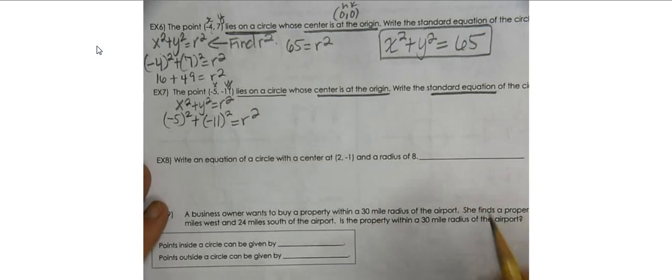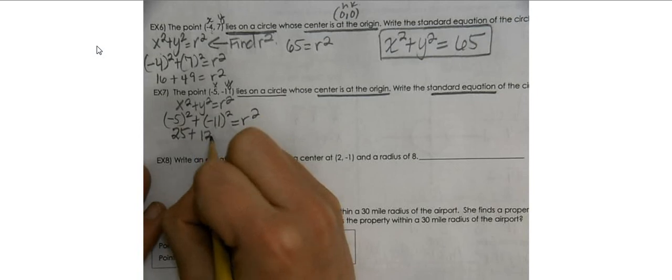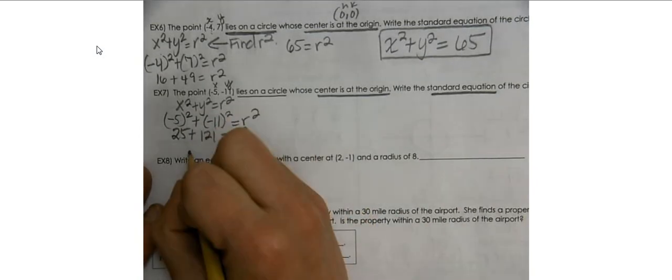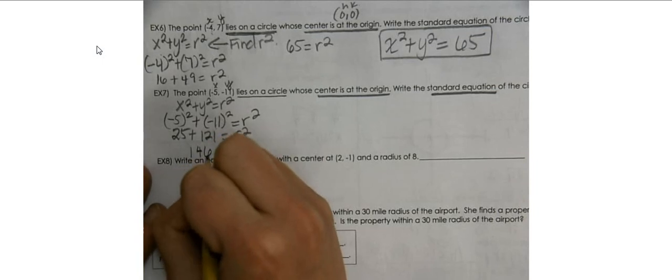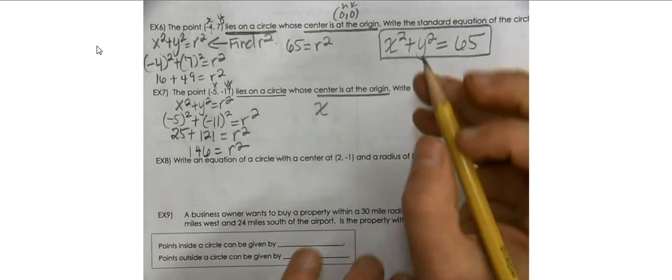-5 squared is 25. -11 squared is 121, and this equals r squared. 25 plus 121 is equal to 146, and 146 is equal to r squared. So I don't need to take the square root because I'm not interested to know what the radius is. I just want to know what the radius squared is. And so my equation is going to be x squared plus y squared equals 146. And there's my equation of the circle.